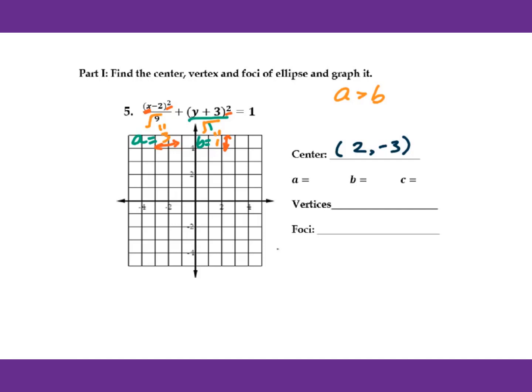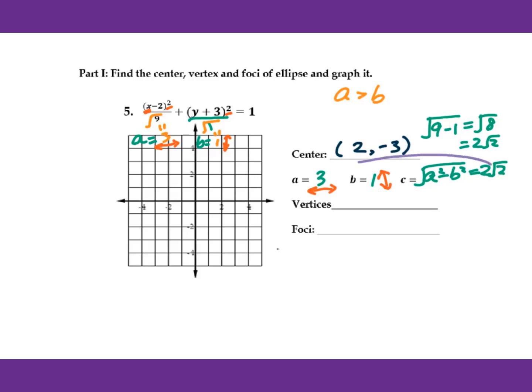I will get the A equals 3, B equals 1, C equals square root A squared minus B squared. So you have square root of 9 minus 1 equals square root of 8. That will be 2 square root of 2. So I write down 2 square root of 2. Don't forget the arrow beside ABC. A is horizontally moving. B is vertically moving from the center. For C, follow this A. Therefore, horizontally moving.